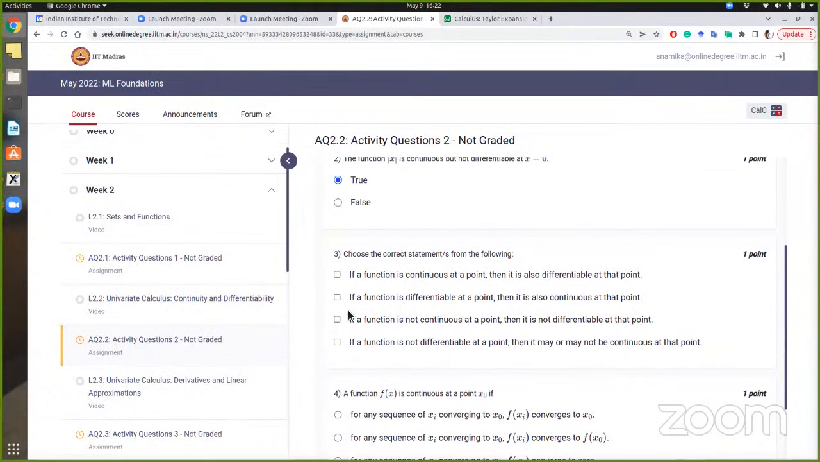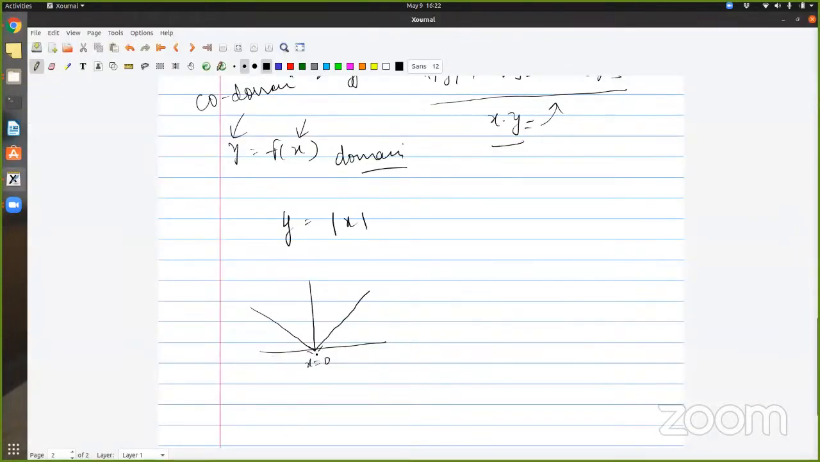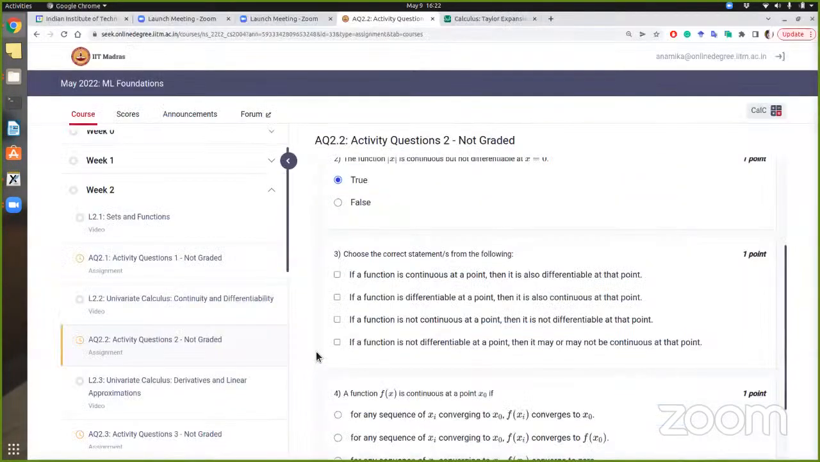Next question. Choose the correct statement from the following. If a function is continuous at a point, then it is also differentiable at that point. No, not necessarily. We just saw an example. This was continuous but not differentiable. So this first option is incorrect. Next, if a function is differentiable at a point, then it is also continuous. Isn't that true? Yes. It cannot be differentiable if it is not continuous. Correct? So this should be correct.